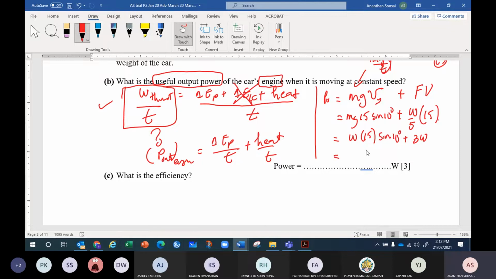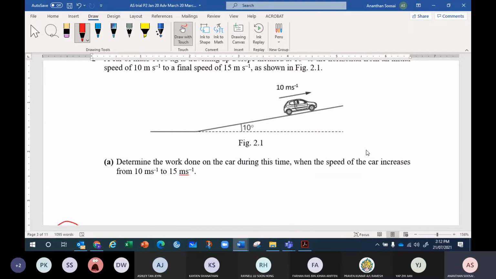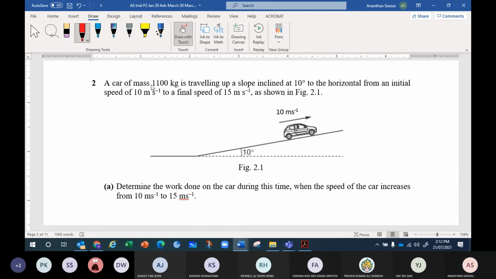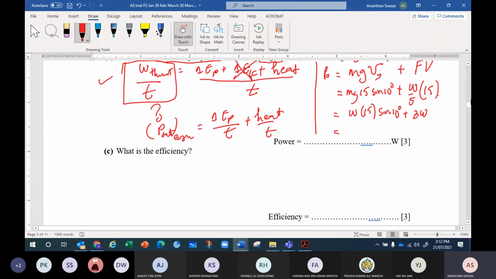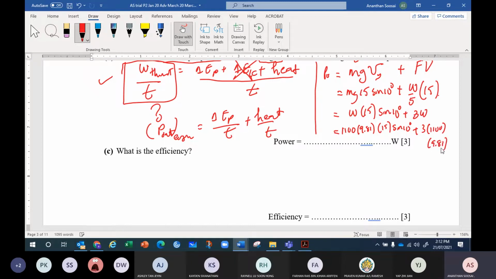What is the weight of the car? Is the weight given? 1100 kilogram. So the weight here is of course 1100 kilogram multiplied by 9.81, times 15 sine 10 plus 3, the same value, 1100 times 9.81. This is another way of doing it. What is the power you get? Somebody can calculate this for me. Do you get the answer? Same answer.